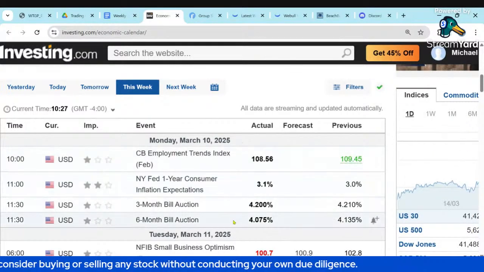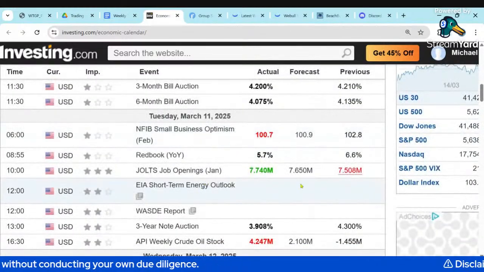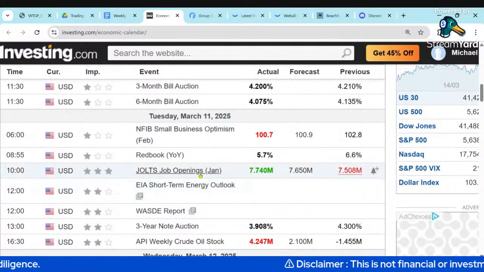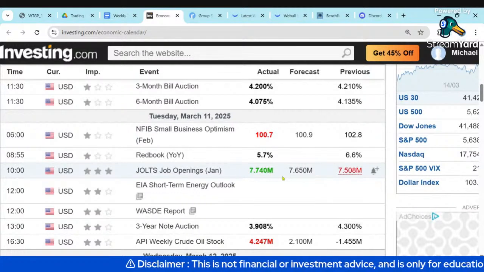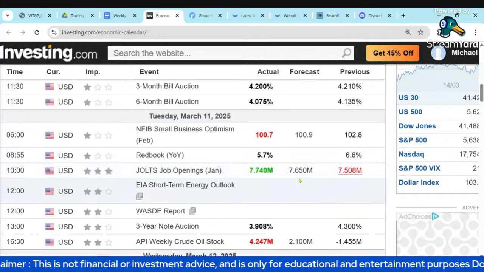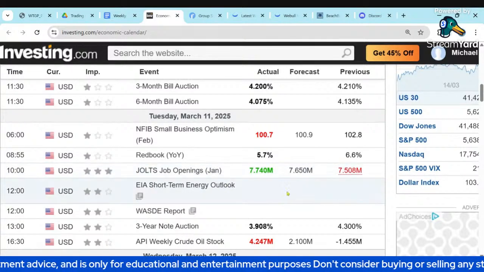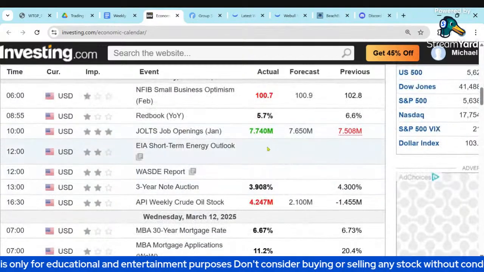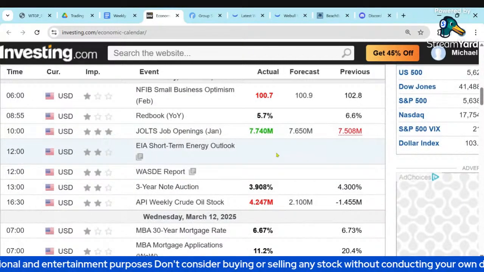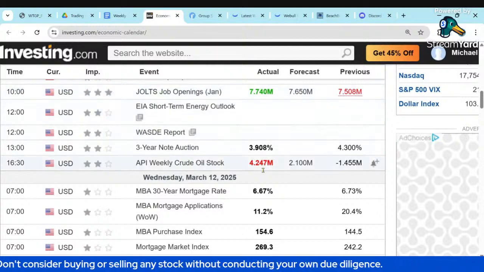So this week had some bond auctions, not too bad. JOLTS data also, so it's interesting. We got more openings than expected. So again, more indication that the job market's holding up right now. Not any deterioration, even with the start of some government layoffs. So again, a reason that the Fed can defer cuts.